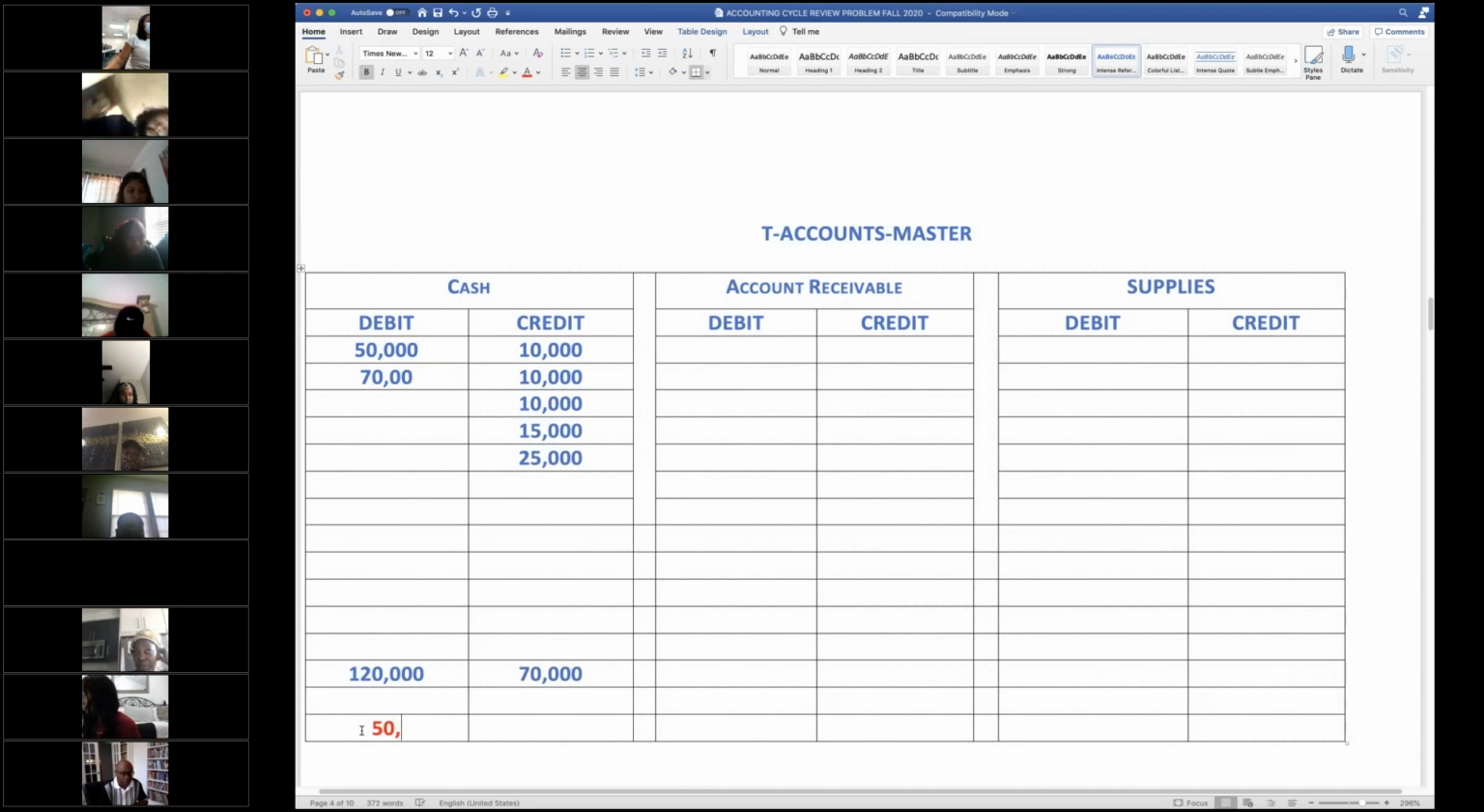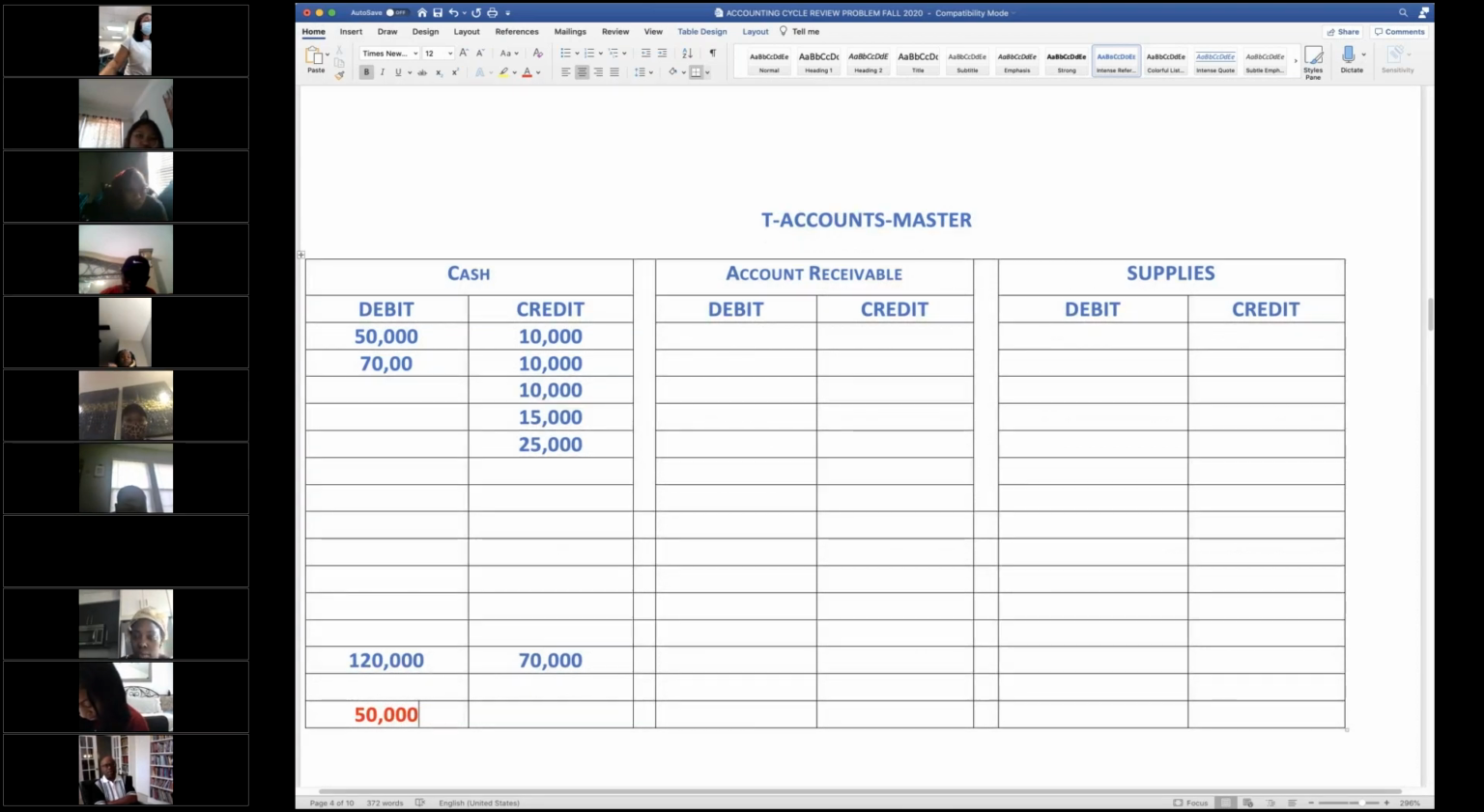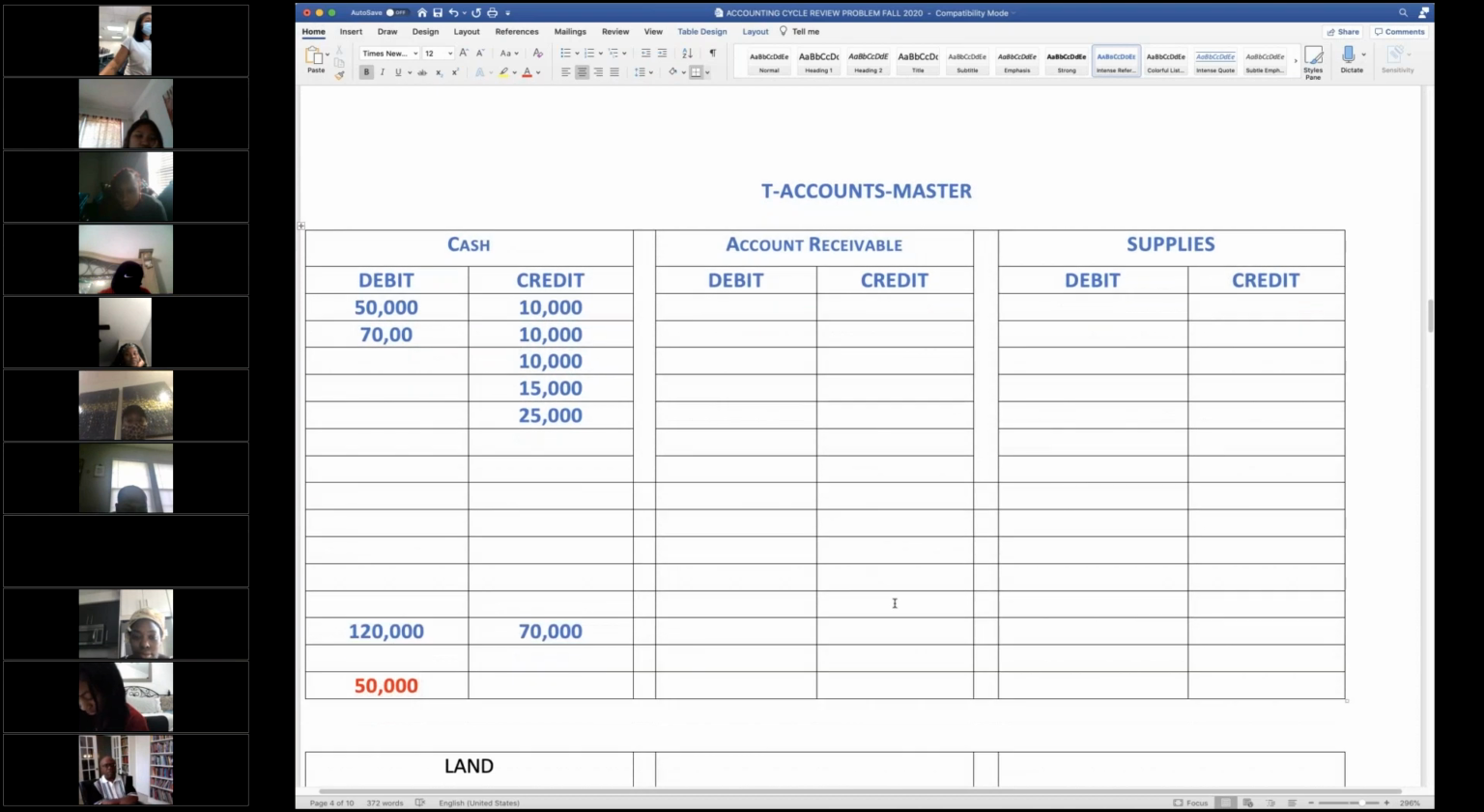Okay, this is the number that goes on the trial balance, 50,000. These two numbers don't go on the trial balance. The 50,000 goes on the trial balance. Got it? Any other questions on cash?